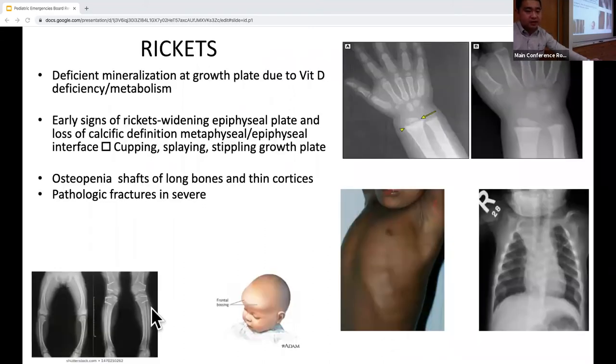Here's a little bit on rickets. Deficient mineralization due to vitamin D deficiency. Some characteristic findings are widening of the physeal plate. You may see some frontal bossing over here. You'll see some bending of the knee like this due to chronic deficiency. You'll see long bone fractures secondary to osteopenia. So this is another thing you should rule out. If you see a suspicious fracture, you want to rule out OI. You also want to rule out rickets as part of your workup. And so you'll send a vitamin D and a calcium level and everything like that.